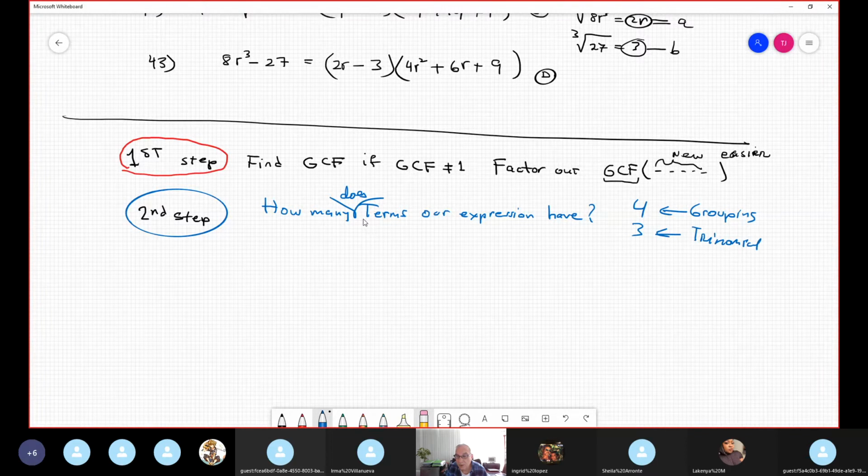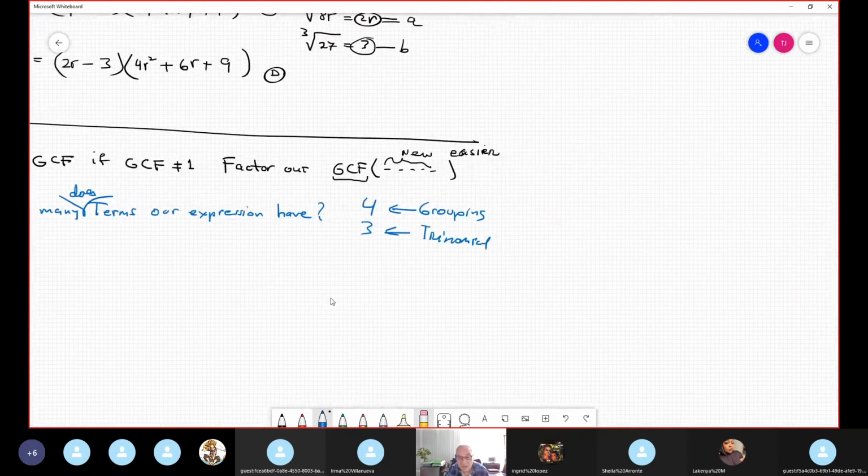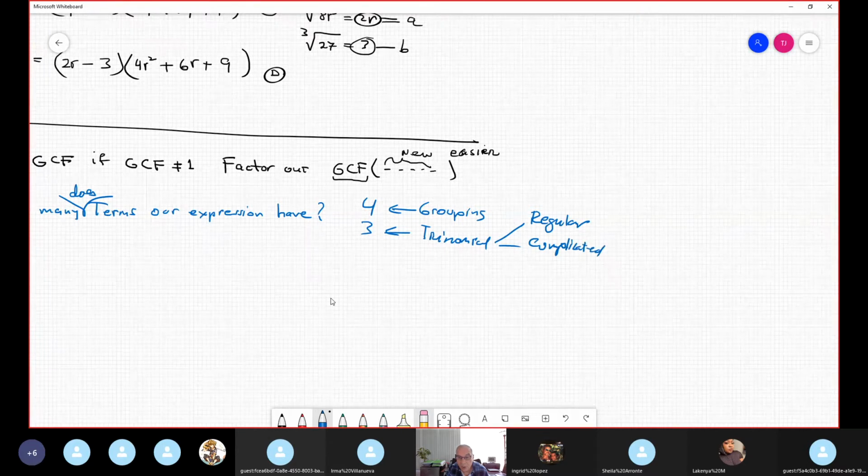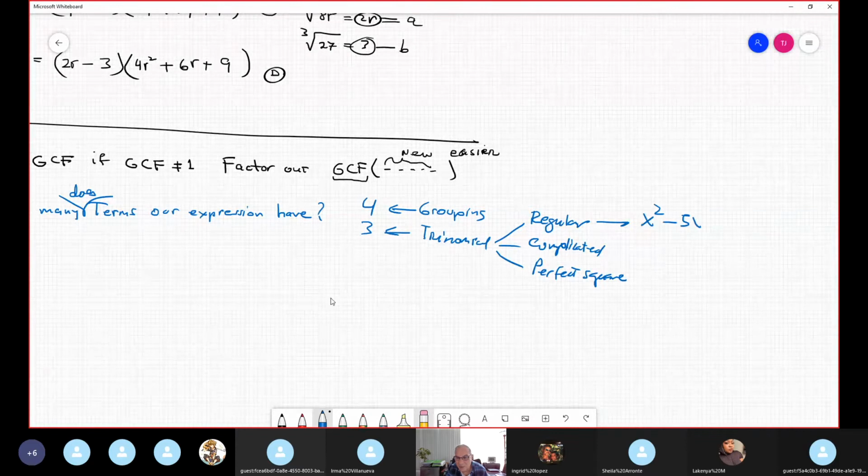And inside the trinomial, you need to recognize whether it is regular, complicated, or perfect square. What is regular? What is the clue that gives me the information that it is regular? When the coefficient is 1. Suppose this is a stupid thing. Coefficient 1 here, regular. And this is a piece of cake. Open two parentheses, find the combination, that's it.